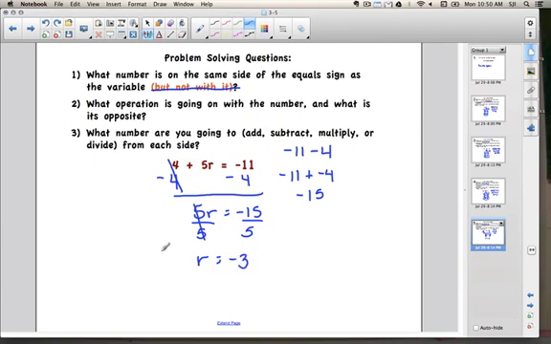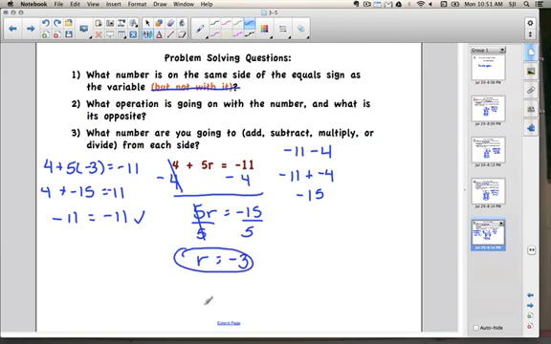And again, if we want to go through and check this, anywhere we see r, we can put a negative 3 in this equation up here. So we have 4 plus 5 times negative 3 equals negative 11. Order of operations says that we'll multiply before we add. So 5 times negative 3 is negative 15. We're going to bring everything else down that we haven't used. 4 plus negative 15 is negative 11. And negative 11 is equal to negative 11. That's a true statement. So that means that this right here is the answer to the equation.